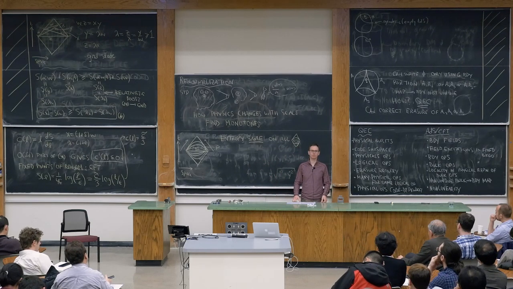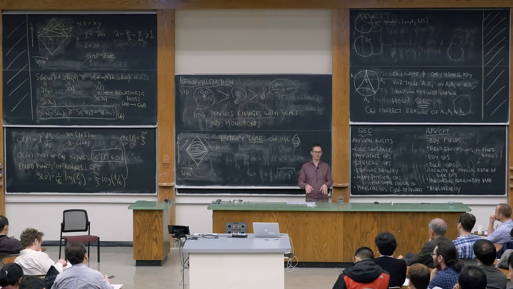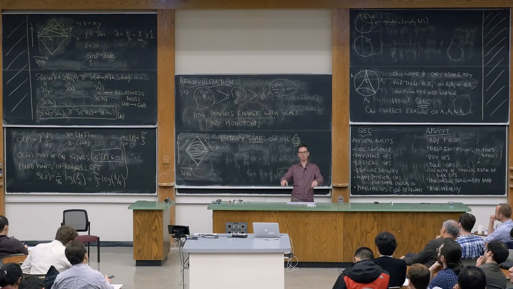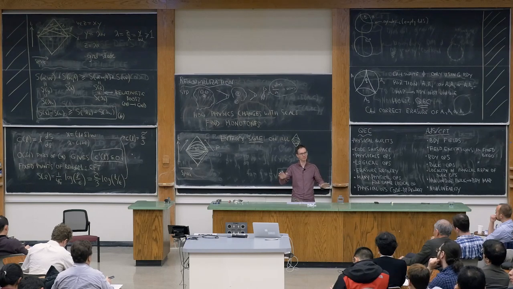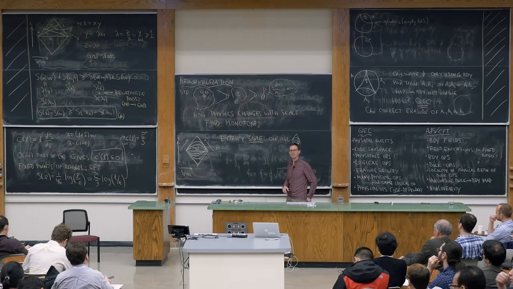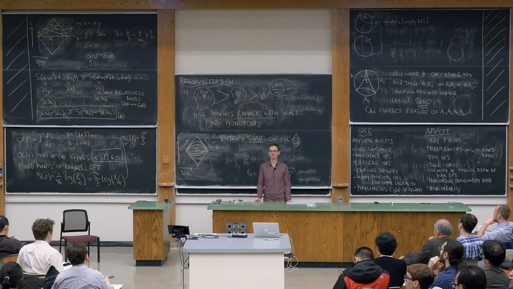But I don't think anyone's been able to evaluate them. What would be really beautiful would be to pick some theories that people didn't know if they flowed to the same point, and be able to say no, they can't actually go to the same point because their monotones are different. There hasn't been an application of that type yet, but maybe it's on the horizon.